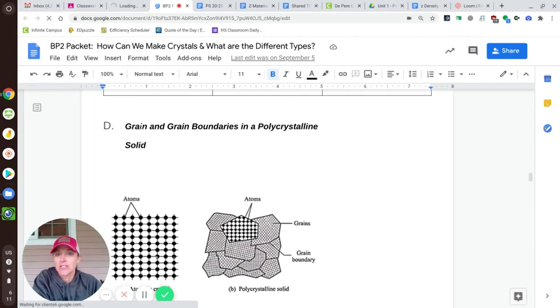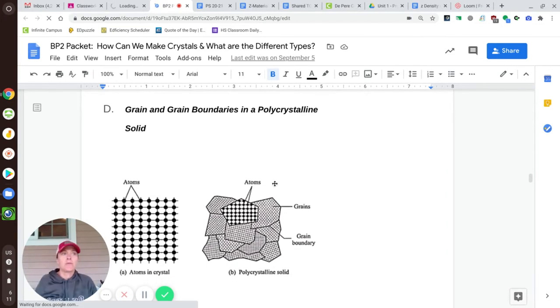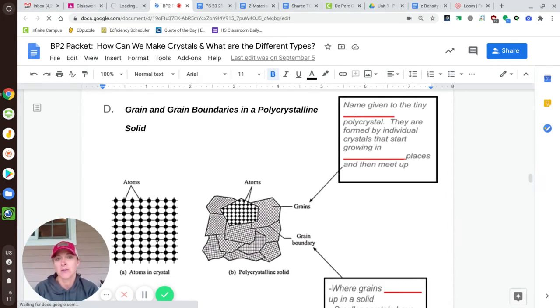So we're going to fill out some information that deals with something that's called grain and grain boundaries in a polycrystal. So this would go with the crystal that you guys started growing probably yesterday for most of you. The copper crystals that we are growing in the test tube using the iron nails. And if you've been in a chemistry class, what we're doing is a single replacement reaction. So we're reacting iron with copper sulfate, and eventually the copper is going to come out of the solution, go onto the iron nail.